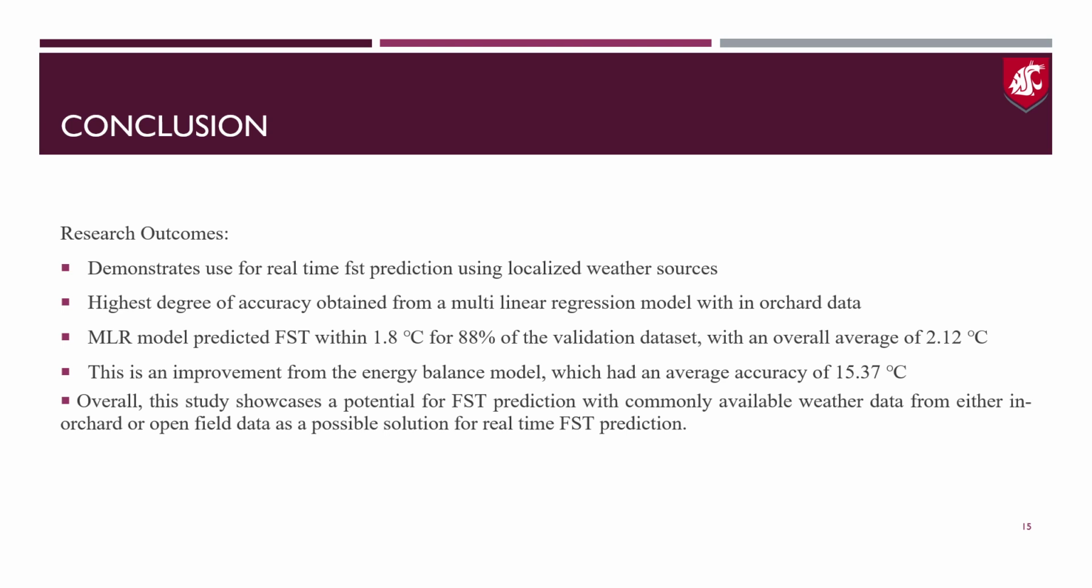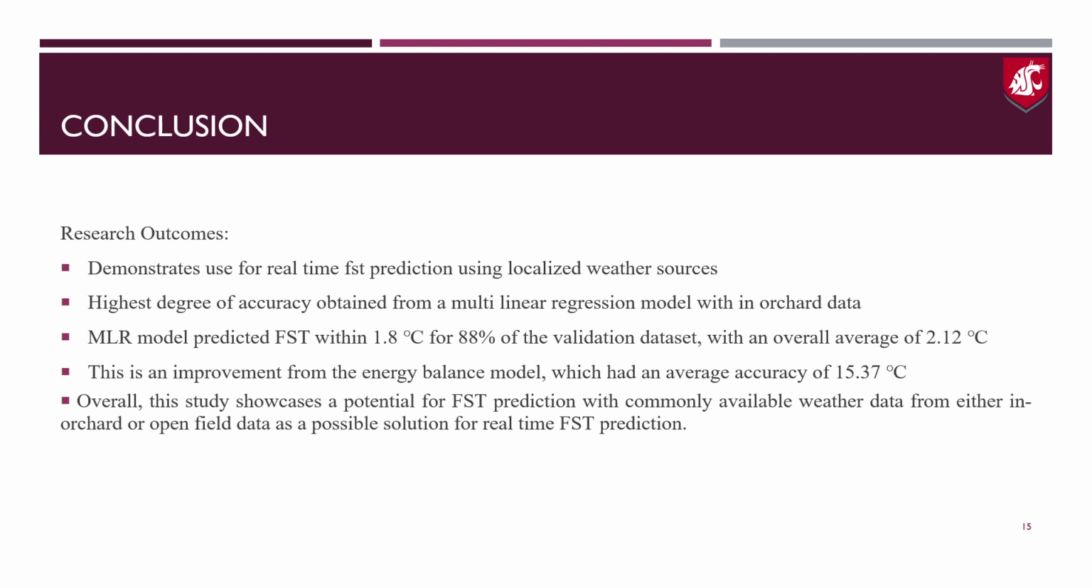Conclusion. This study highlights the use case of machine learning models in FST prediction using real-time weather data from open and in-field weather stations and associated data collected by growers or regional networks. Overall, a higher degree of accuracy can be obtained using a multilinear regression model on in-orchard data, which performed better than the existing energy balance methods of FST prediction, as well as a long short-term memory model approach.